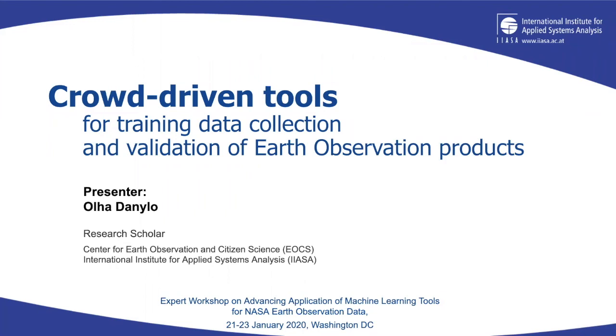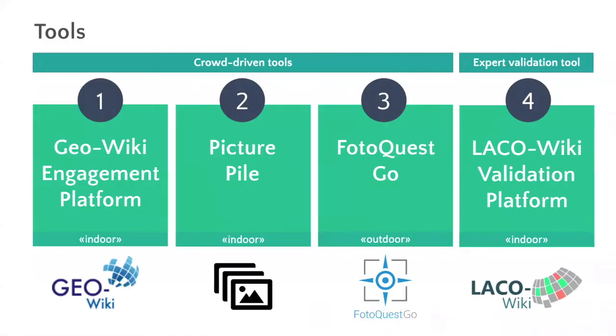So this leads me to the crowdsourcing and citizen science efforts, which were mentioned in at least two other presentations today. Today I'm going to show you four different tools. Not all the tools that we have developed at IIASA, but these are four main tools that we are using for different data collection and validation efforts. I'll split them into two categories: crowd-driven tools and expert validation tools. For some of the tools, you just need your laptop. For some of the tools, you can send citizens on the ground to collect the data.